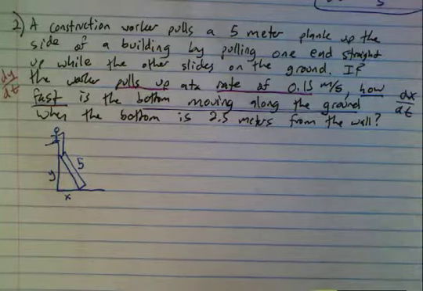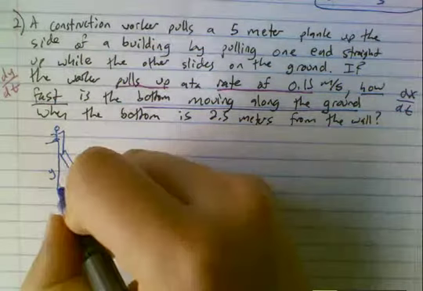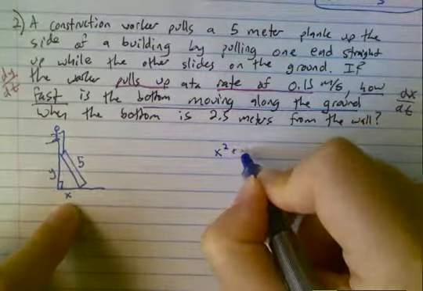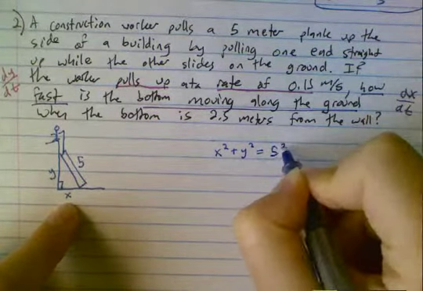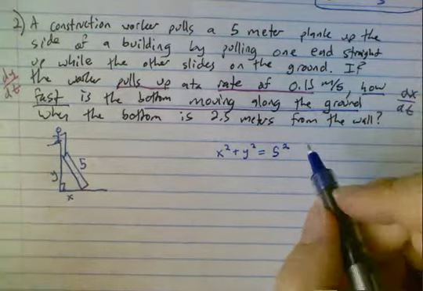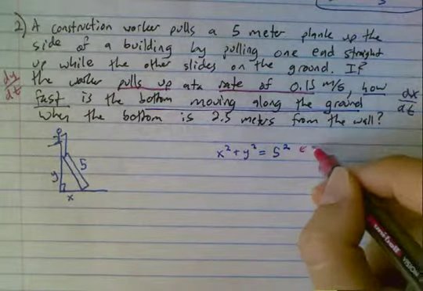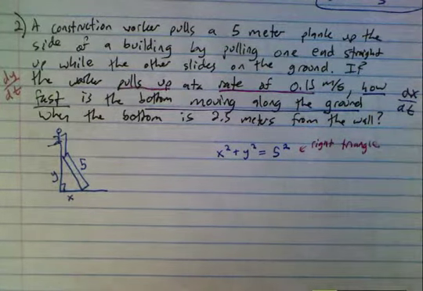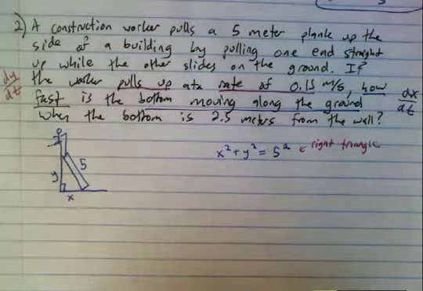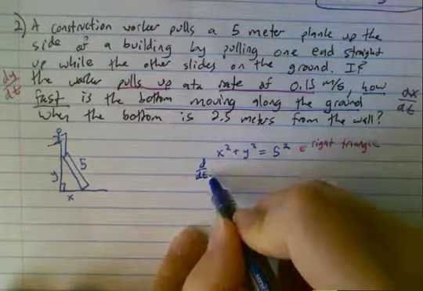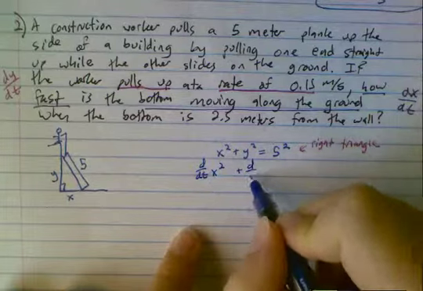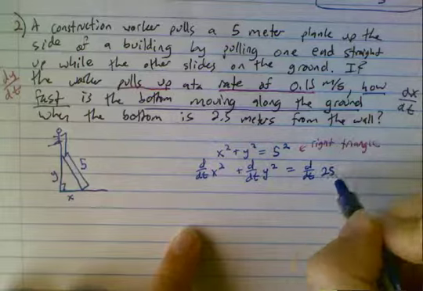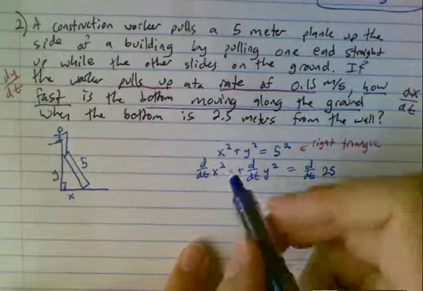And now I need to write some sort of equation that's relating these two. We know this is a right triangle again, so we know that x squared plus y squared equals 5 squared. This is because it's a right triangle. So we want to work with rates, so that means we can take the derivative with respect to time of each of these. So it's the same things we were doing in the previous problem.